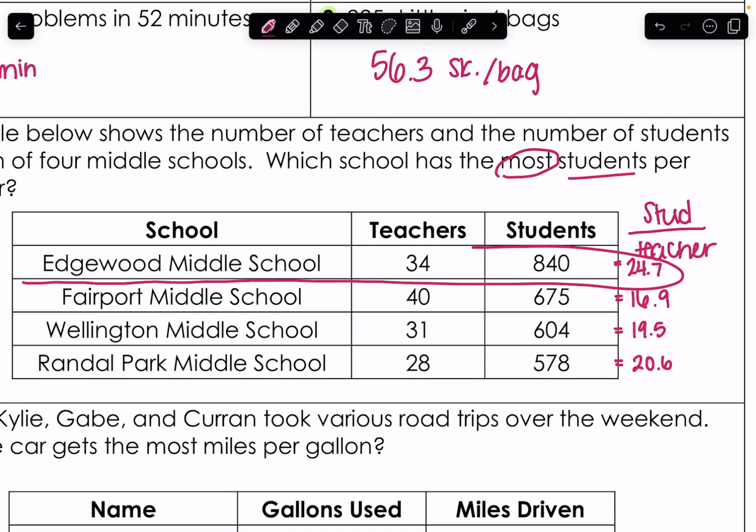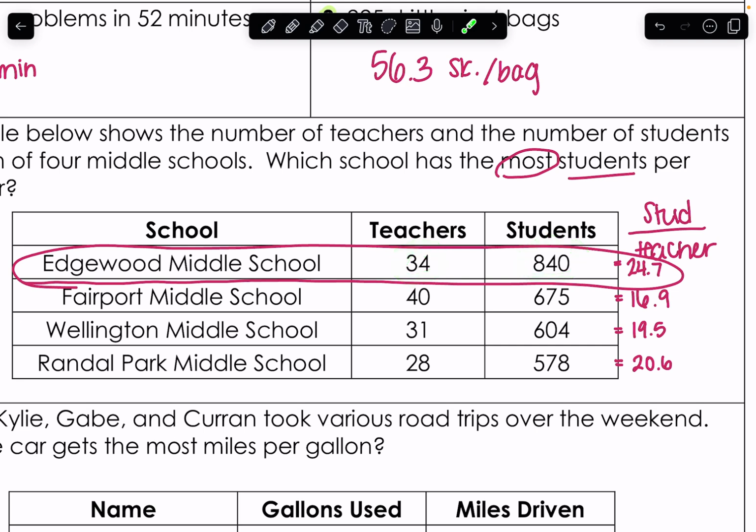And so you might be thinking, well, that kind of makes sense because 840 was the largest number that I saw students-wise. But we'll find in the next example that that's not always the case. This is why it's important to go to a unit rate. I want to know how many per one teacher. It did end up here that they had a lot of students, but they also had the second highest amount of teachers, right? So that's why that one's pretty high.